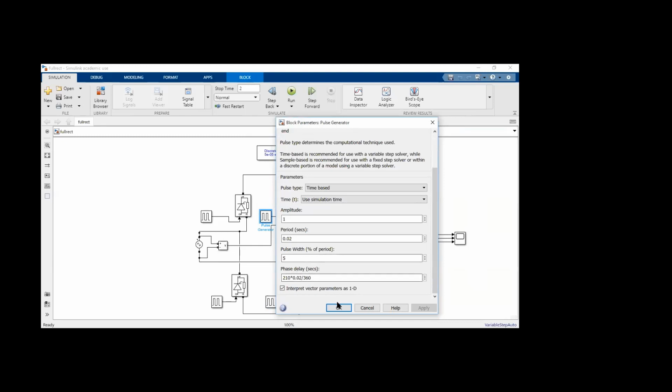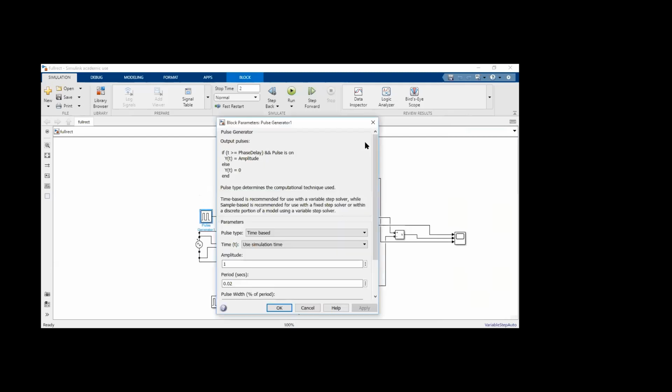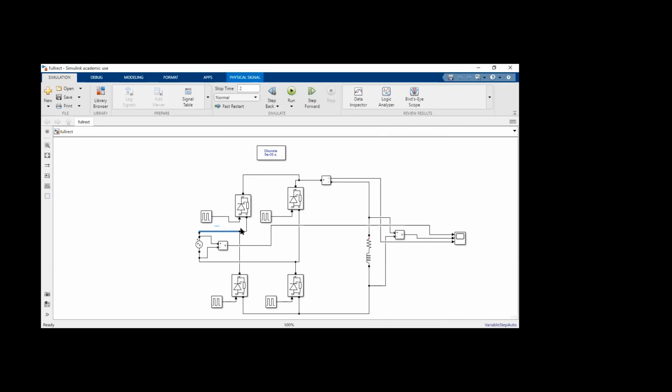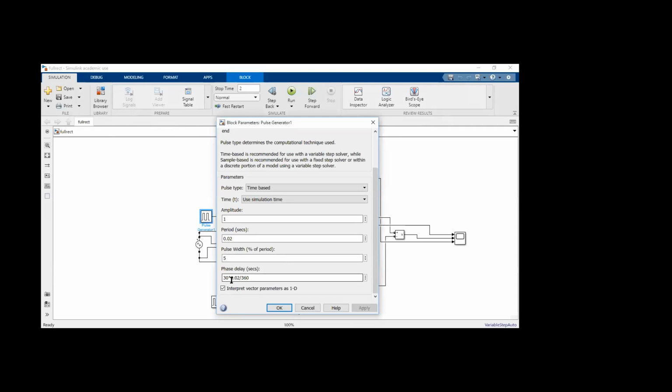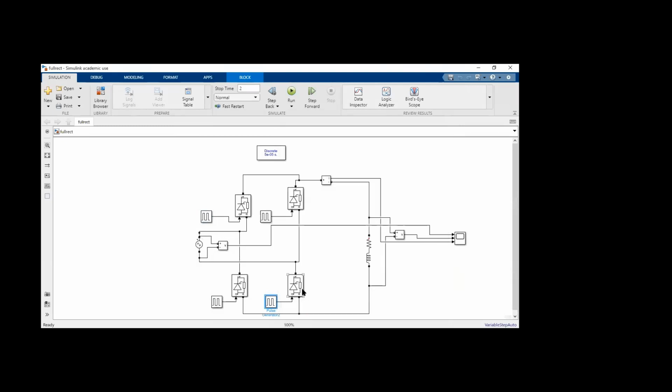210. Are you understanding? So there is a voltage source and a bridge rectifier. A pulse generator is connected to the first thyristor and the fourth thyristor, so the pulses will be the same. The reason is that during the positive half cycle the conduction will be like this: through the first thyristor, through the load, and back through the fourth one. That's the reason the phase delay given is 30 into 0.02 by 360, the same as the phase delay of the fourth thyristor.